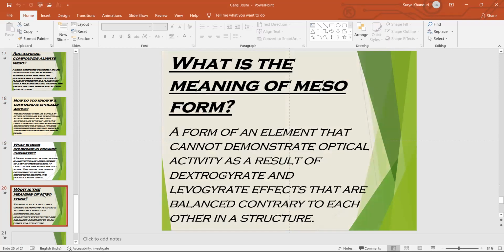What is the meaning of a meso form? A form of an element that cannot demonstrate optical activity as a result of dextrorotatory and levorotatory effects that are balanced against each other in a structure is the meaning of a meso form.